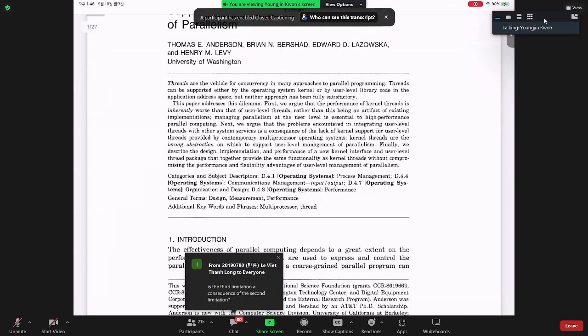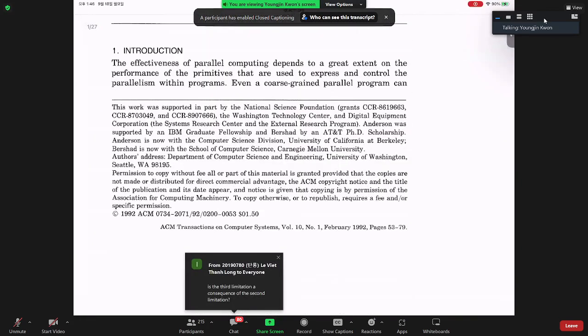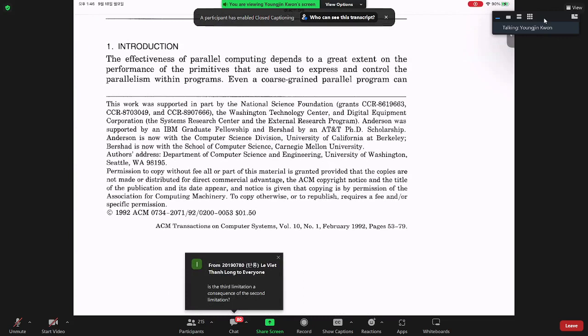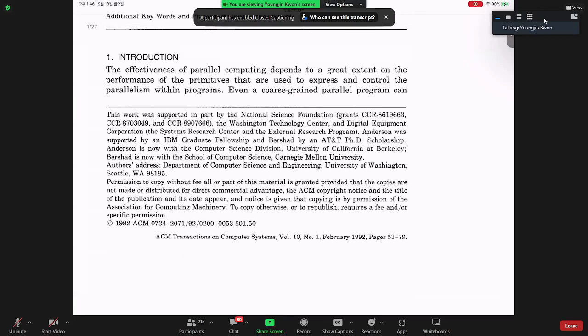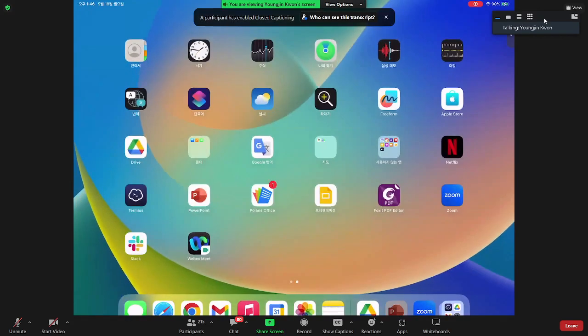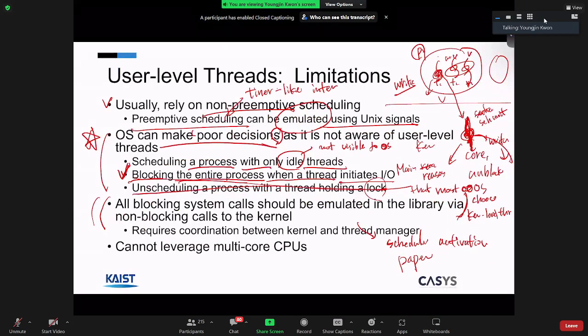Obviously, this paper is old, a 1992 paper, but a great paper. If you are getting into more details of operating systems, I highly recommend reading this paper on how to solve these blocking issues in the user-level implementation. I will not cover it in the course. This statement is about the paper, so don't get too bothered about understanding the details. All right. And it cannot leverage multi-core CPUs.